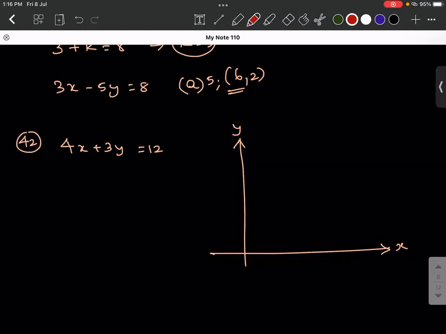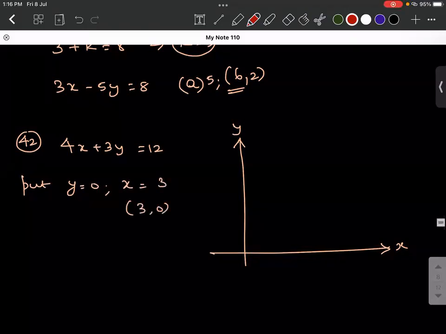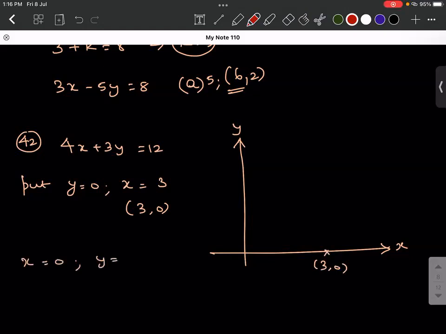So if that line cuts the x-axis, what is the y coordinate? So put y is equal to 0. If you put y is equal to 0, x is how much? So what is the point? 3 comma 0. So the point is 3 comma 0, where is it? On the x-axis. When you put x is equal to 0, y is 4. The point is 0 comma 4. 0 comma 4 is on the y-axis. Is it right?